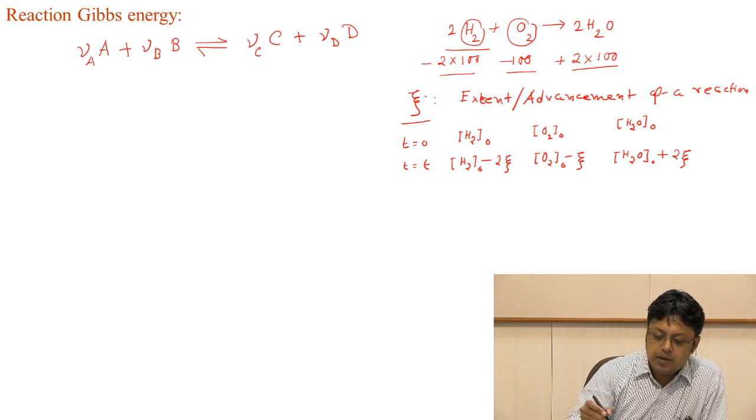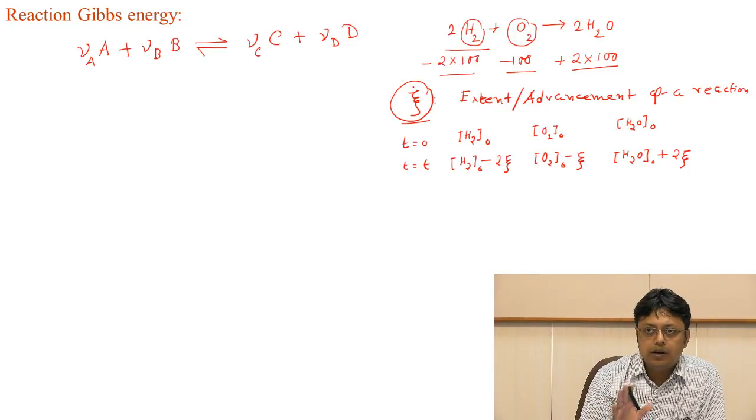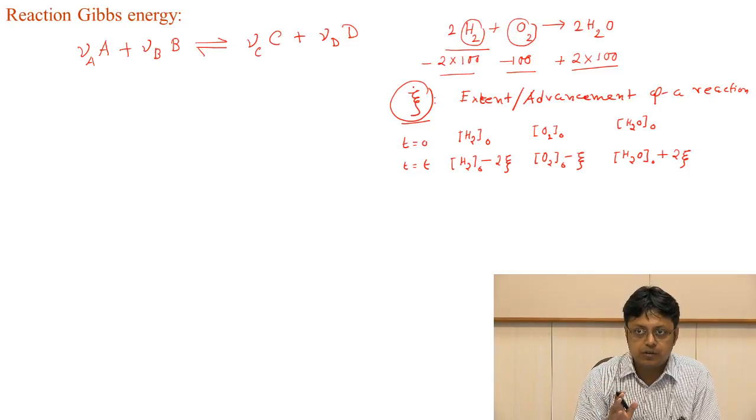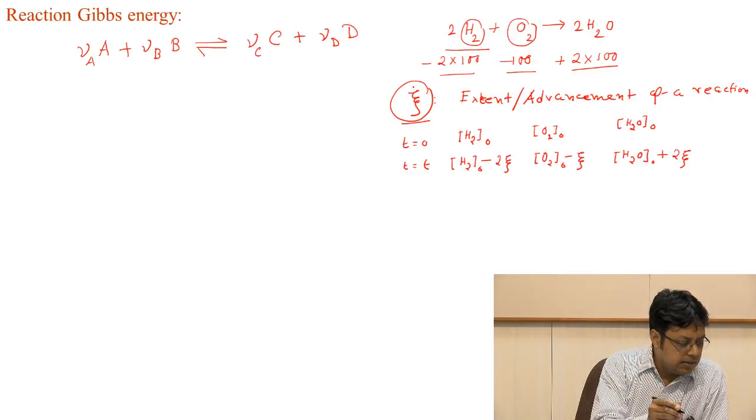Now we have defined a quantity which is independent of the reactant or the product, and that basically tells how much the reaction has advanced. That's why we call it the advancement or the extent of the reaction. Now let us say that we have, in that notation that we are writing it.